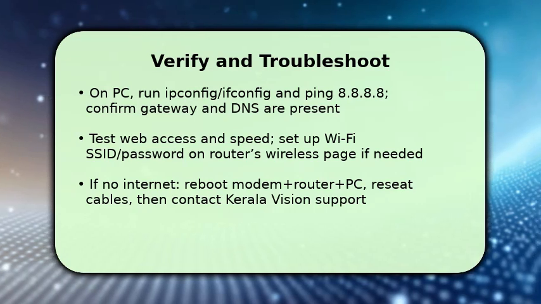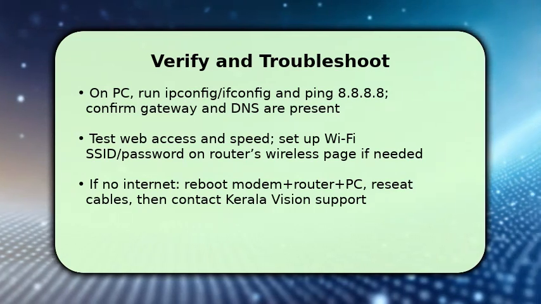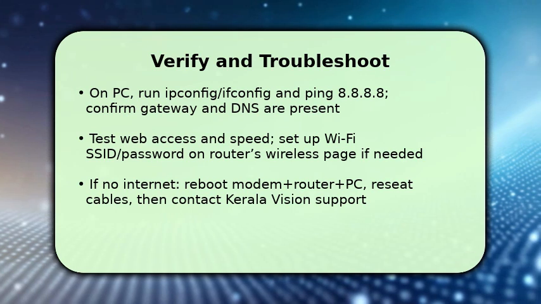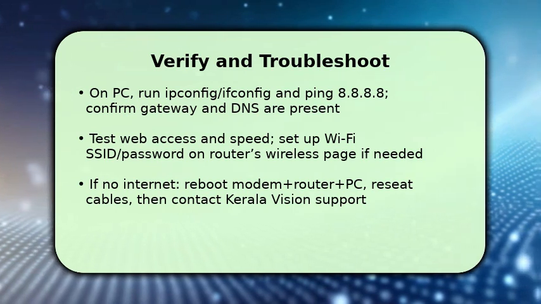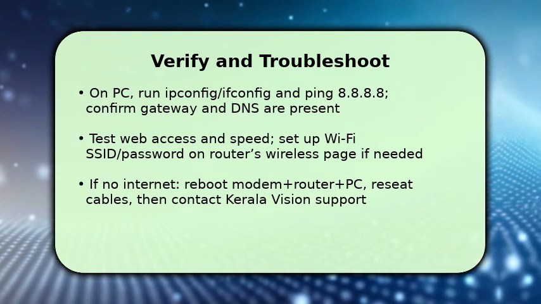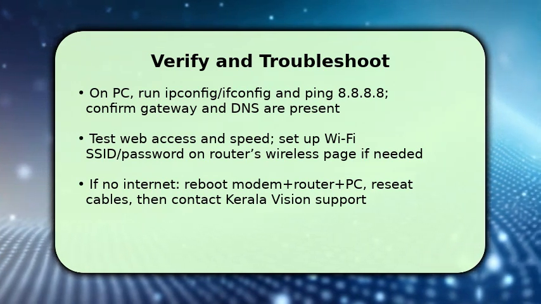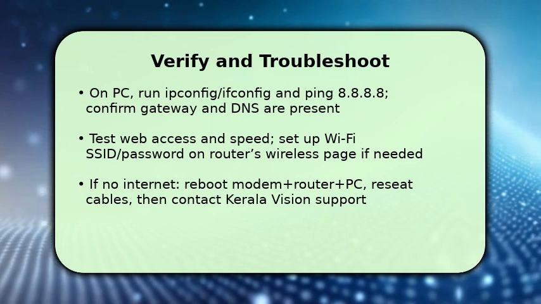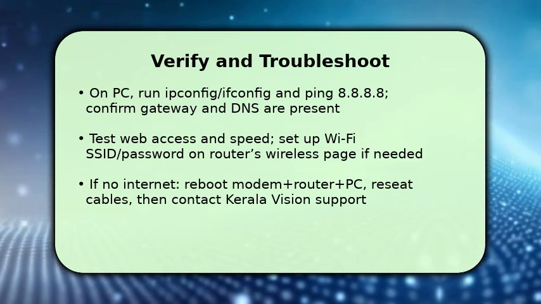You finish by verifying connectivity. Check your PC's IP configuration and ping a public IP like 8.8.8.8 to confirm basic routing. Once that works, open a browser to test websites and run a speed check. Set your Wi-Fi SSID and password on the router if you want wireless.